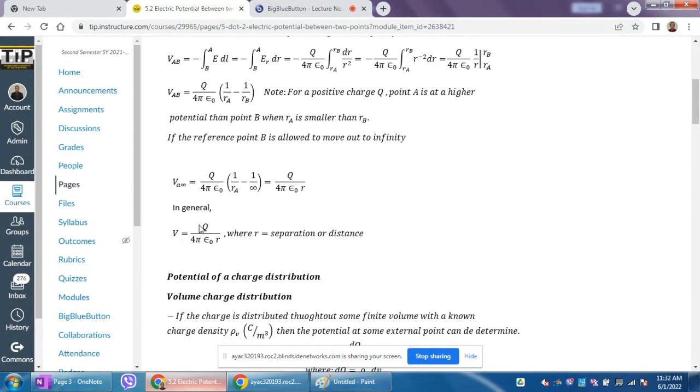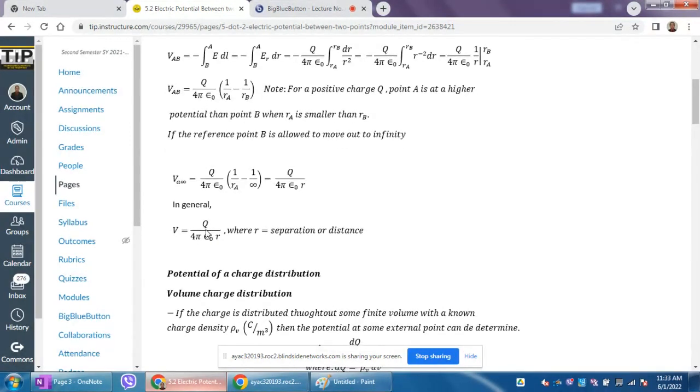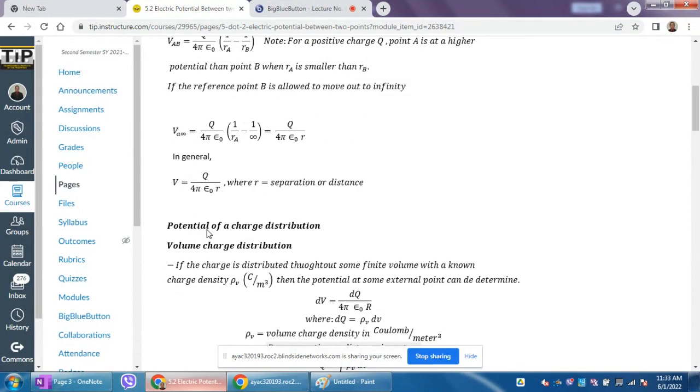So you have V is equal to Q over 4 pi epsilon naught R, wherein R is your separation. Ito ay ginagamit kung point charge ang kinoconsider mo. But charges can be distributed. Naalala nyo yung volume charge, line charge, at saka sheet charge. Ganon din po ang application natin dito sa potential. Pwede pong nakalagay po yung charges at a single point. Pwede pong yung charges is distributed over a given volume, a given area, or a given line.